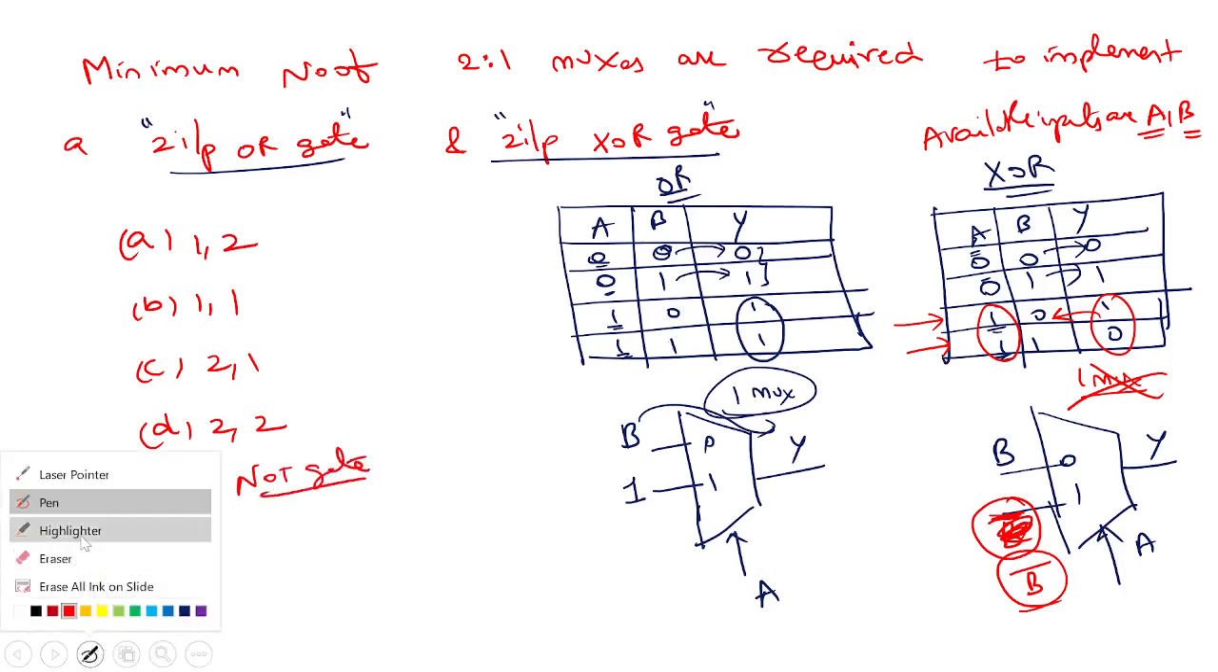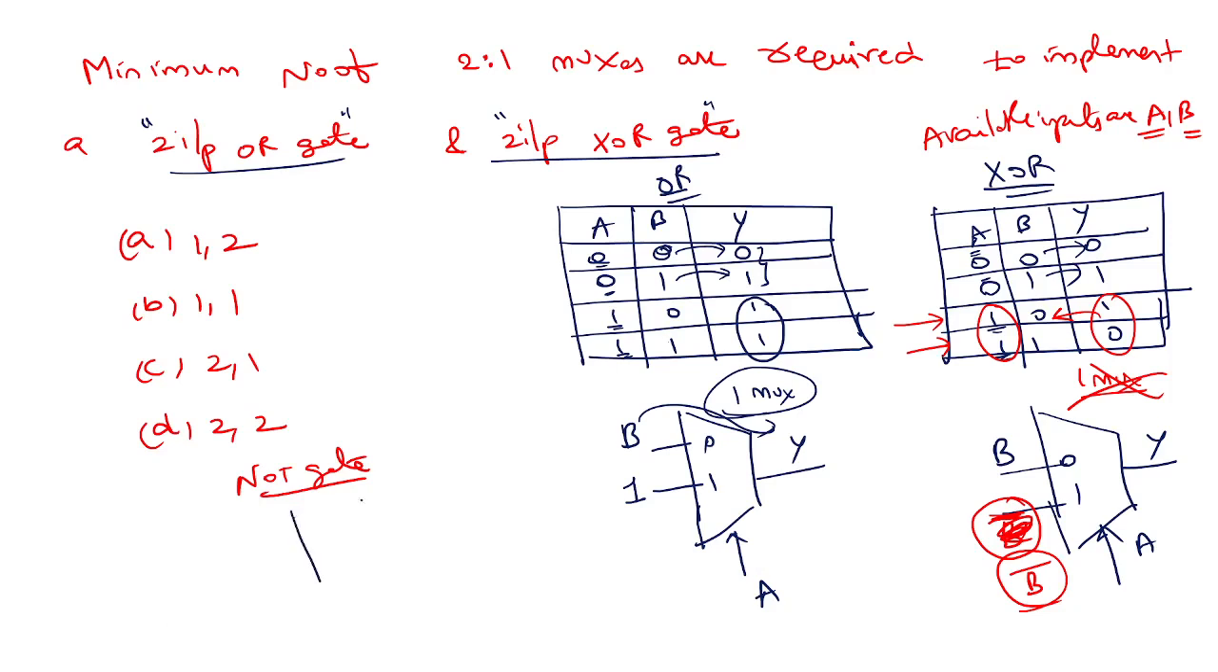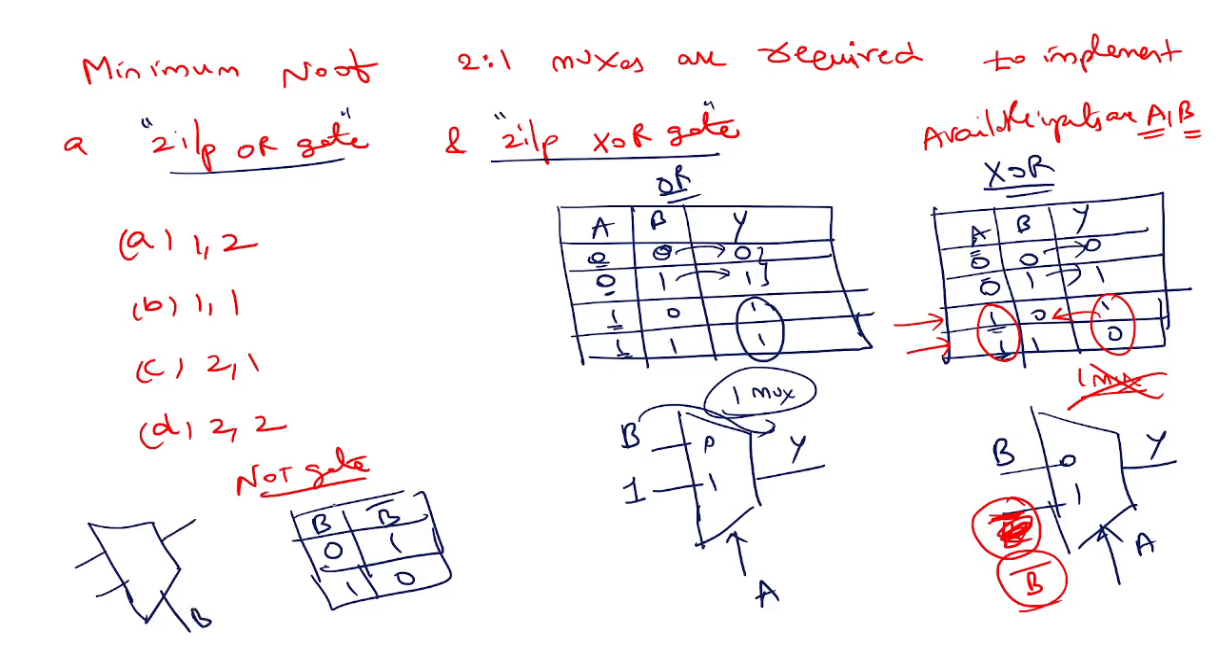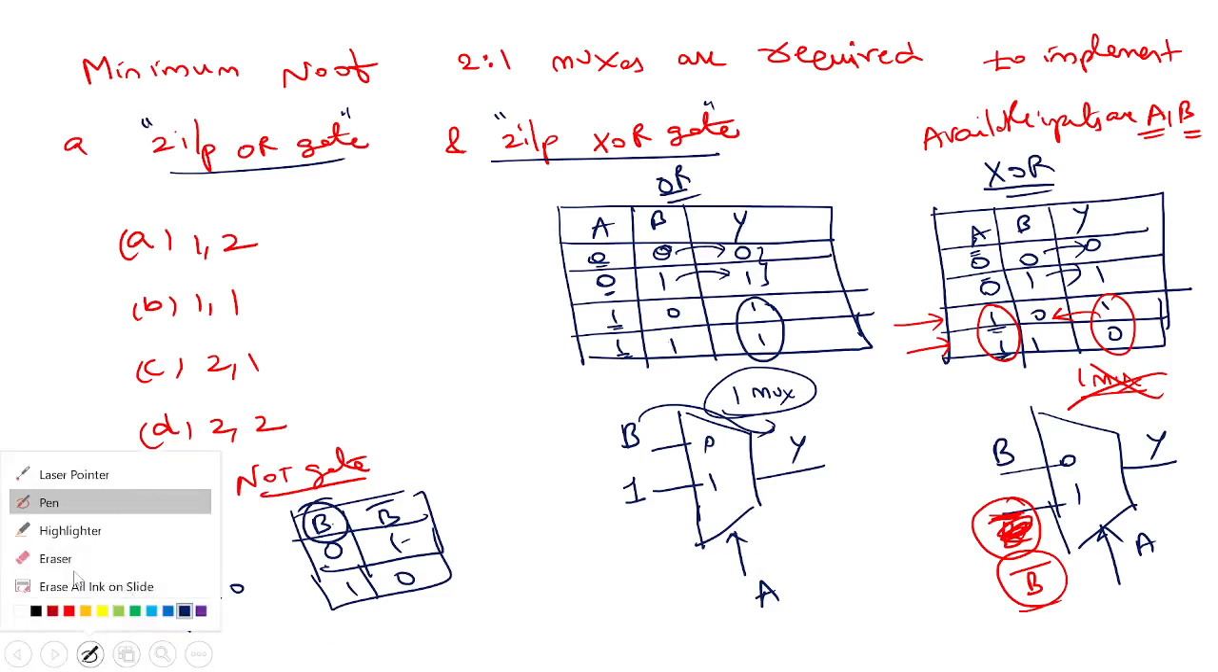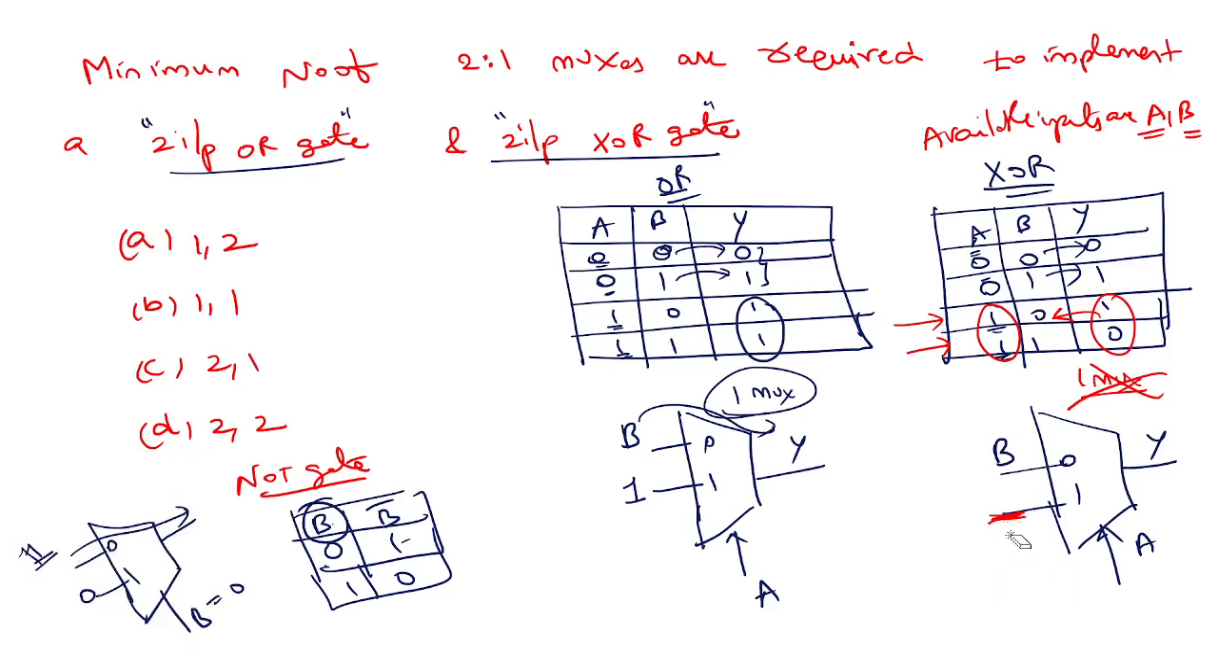Same procedure. What is the NOT operation? B complement, right? If B is 0, then this is 1, this is 1, this is 0. So if I take a 2 by 1 mux, okay, only one input, so no problem, only one input on select line, right? If B is 0, output should be 1, correct? If B is 0, output should be 1, right? So you select 1. You give input as 1 here. Obviously, the other one is 0. So now you are ready with the B complement, right?